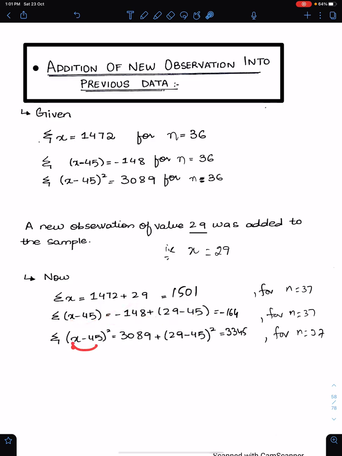Same is here, 29 minus 45 square, do this first and then add this result into this result to get the total for 37 observations. So this is the way to add or subtract a new observation into previous data. For subtraction, put negative sign here, here and here.